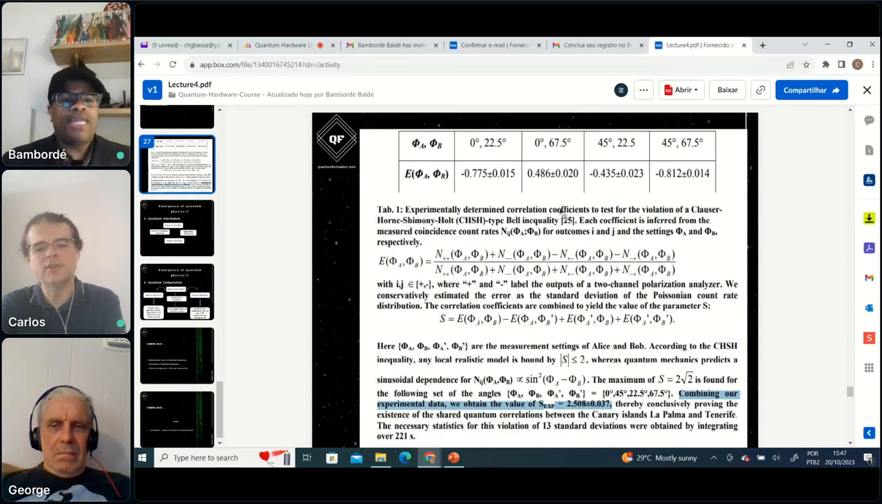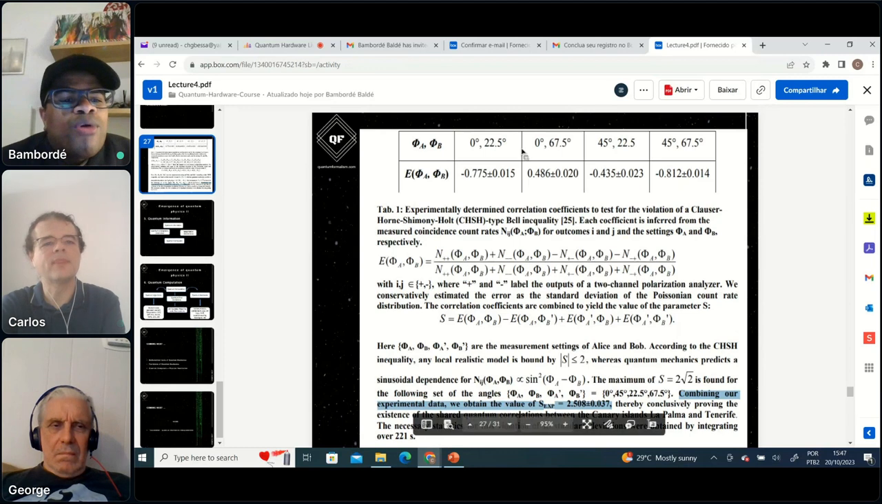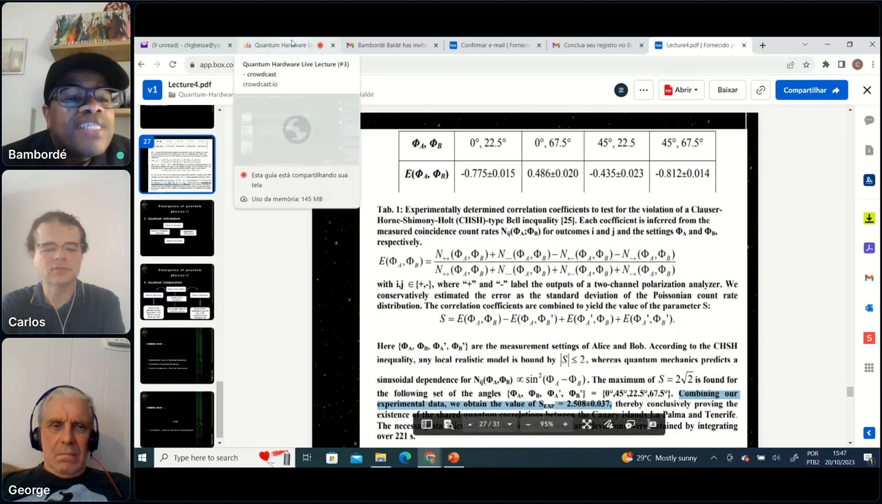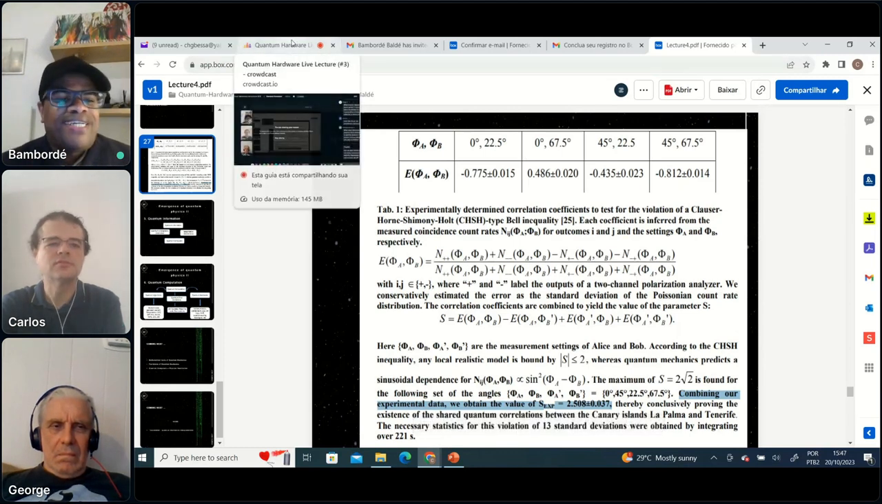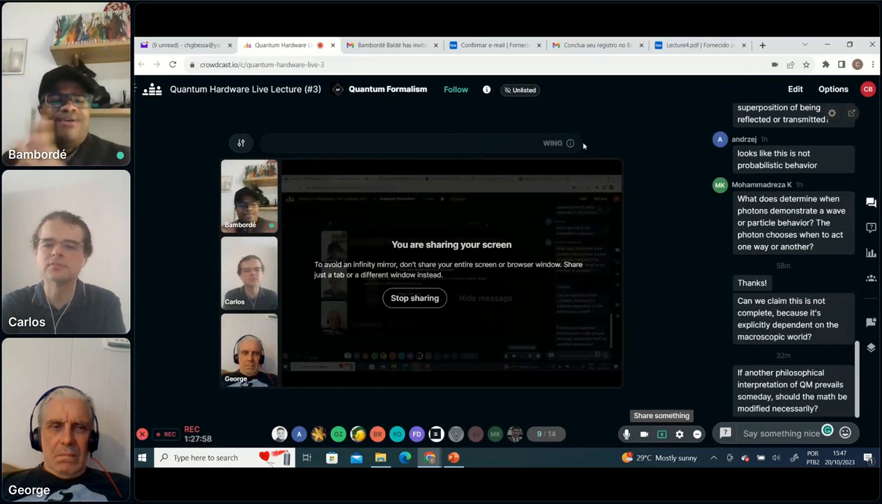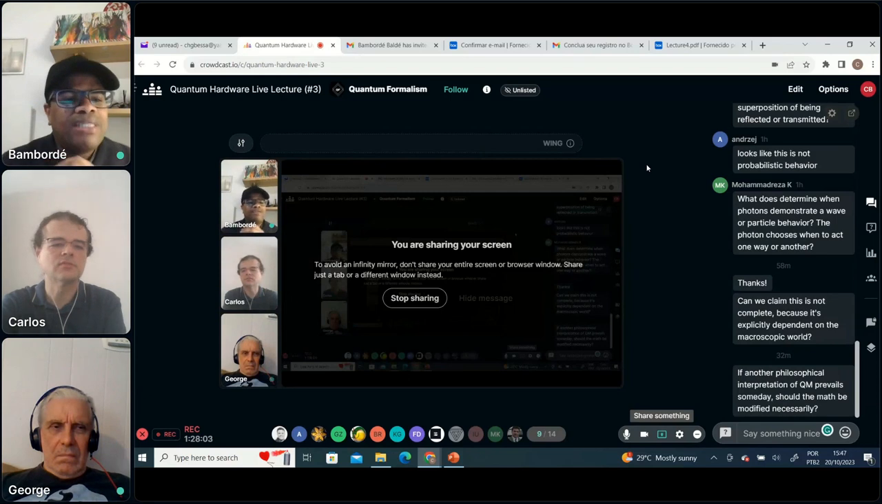Definitely. I think we can actually make it a broader thing about foundations of physics, not just foundations of quantum mechanics, that we can have on the side for the wider quantum formalism community, even the ones that are not at the moment taking the quantum hardware course. So it could be a very interesting thing.